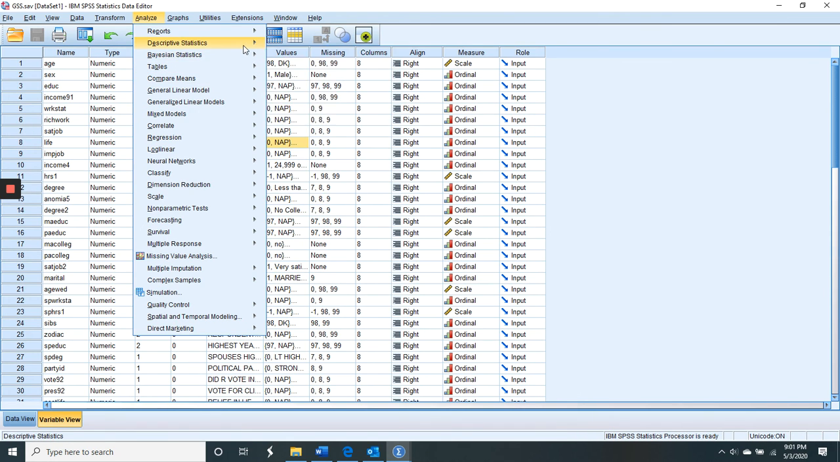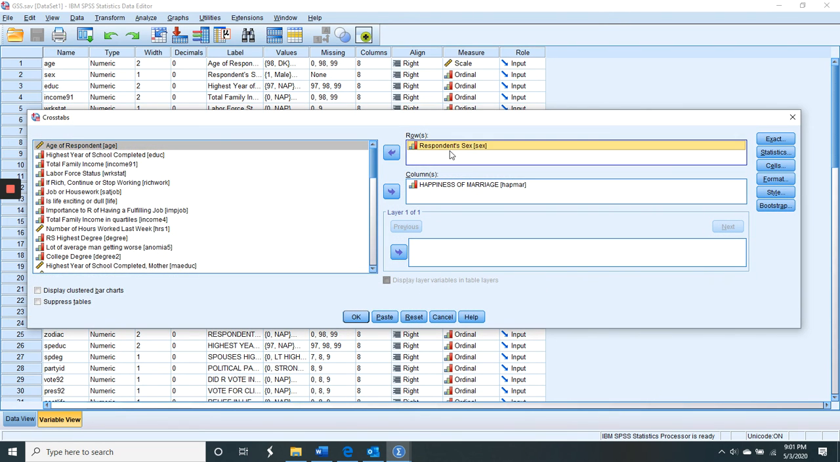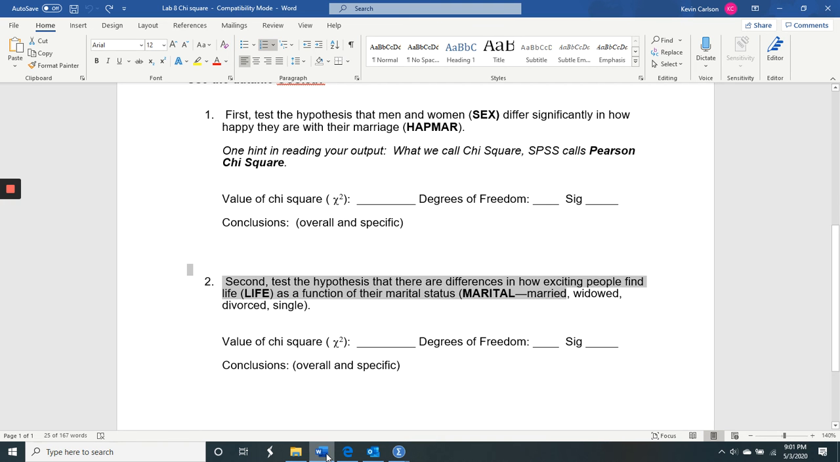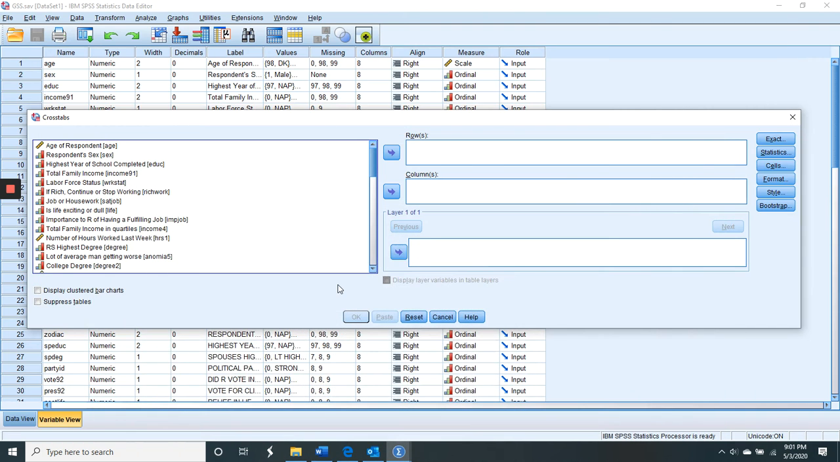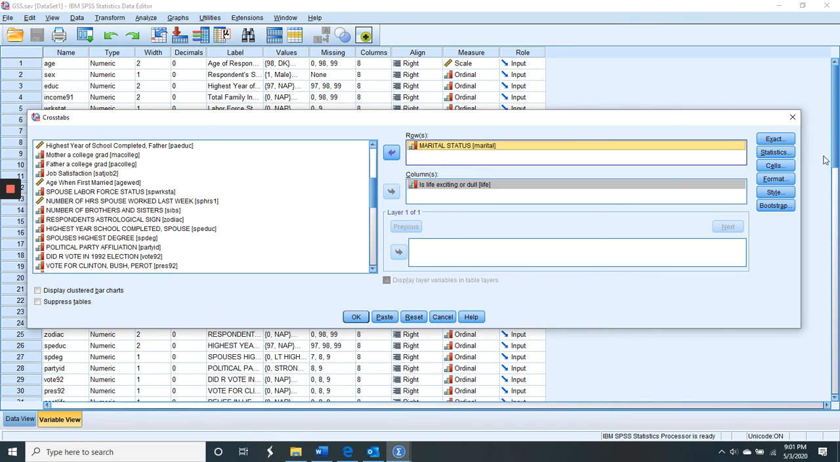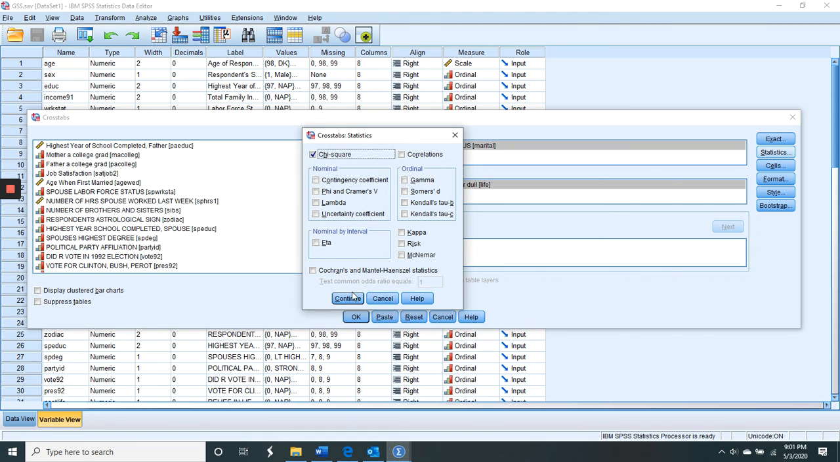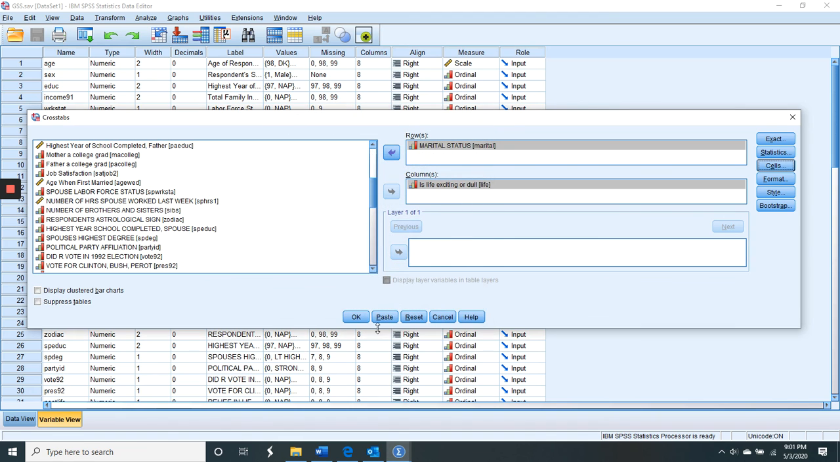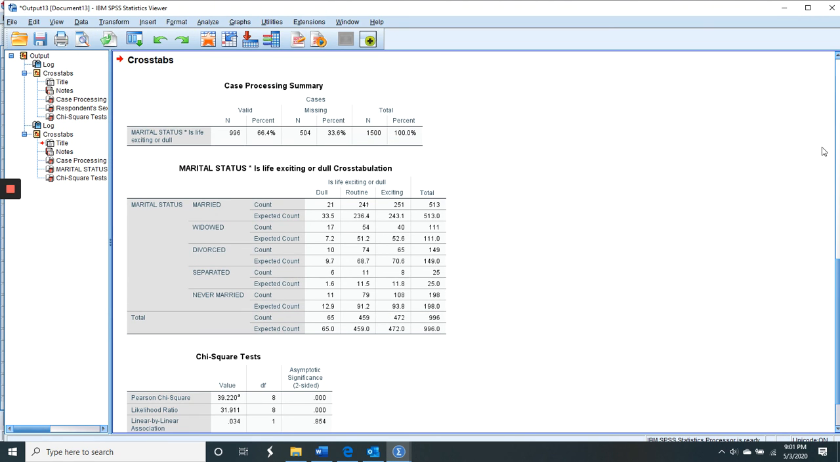Oops, sorry about that. I keep on saying descriptives, crosstabs. Let's click this over, click this over. I want to make sure I get the right variables. So marital status and whether one's happy in life. So, I should say, it's about whether you think life is exciting. And here's marital status. And again, I've clicked on the chi-square and I clicked on the expected. And here we go.